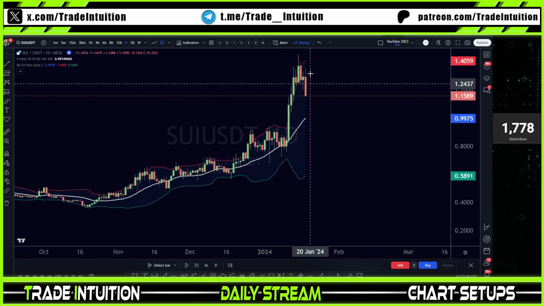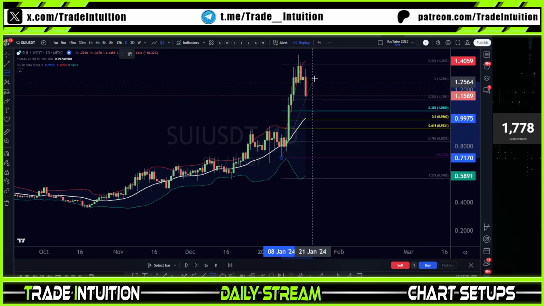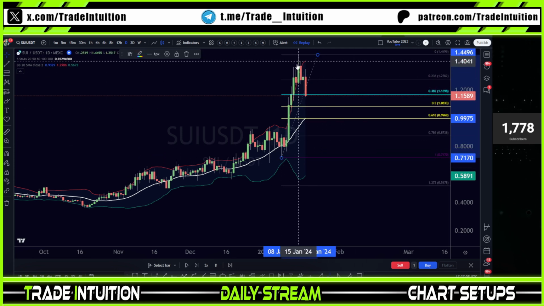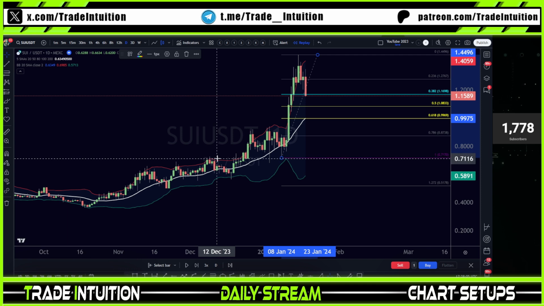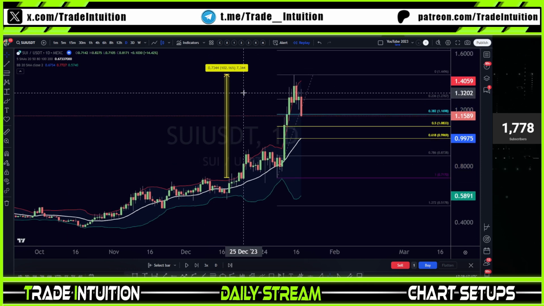Why is it coming down? Because of this band? Because of this magnet? No, it's coming down because it's doing what you want to do. You want to buy low and sell high. Look at the price that it went up. Look at these other candle bodies. It is exactly doing what you want to do. It went up 102%. It cannot go up forever.